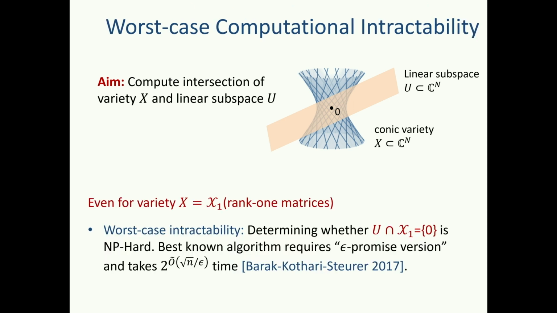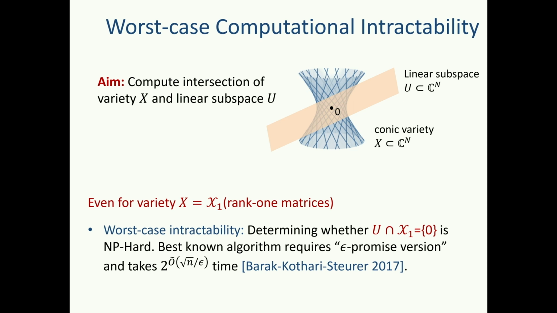This question is NP hard in the worst case. And it's NP hard even for the variety of rank 1 matrices, because you can embed problems like solving a system of quadratic equations, and that's NP hard. The best known algorithm solves a slightly different problem, a promise version, where you're either promised that you're given an element in the variety, or every element in the variety is epsilon far from the subspace, and it solves it in quasi-polynomial time. This is a very nice work, and that's the best known algorithm.